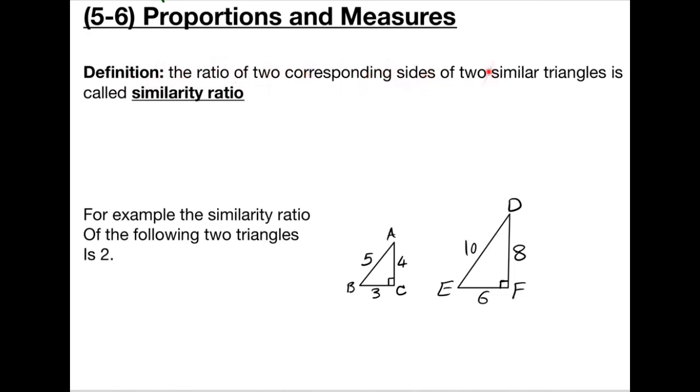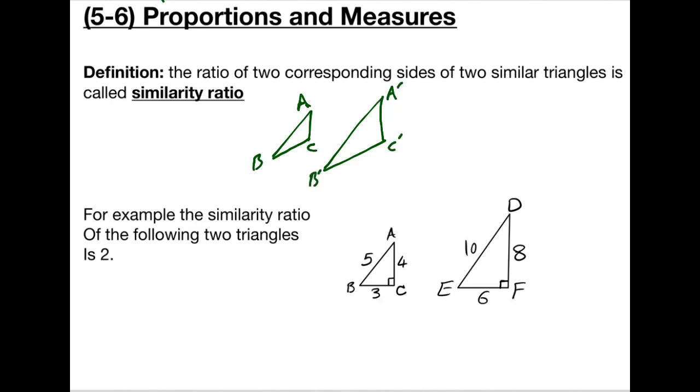The ratio of two corresponding sides of two similar triangles is called similarity ratio. So let's see what this definition tells us. Let's say you have two triangles, something like this, and another one like this one. So let's say these two triangles are similar. This is vertex A, B, C, and this one is A prime, B prime, and C prime.